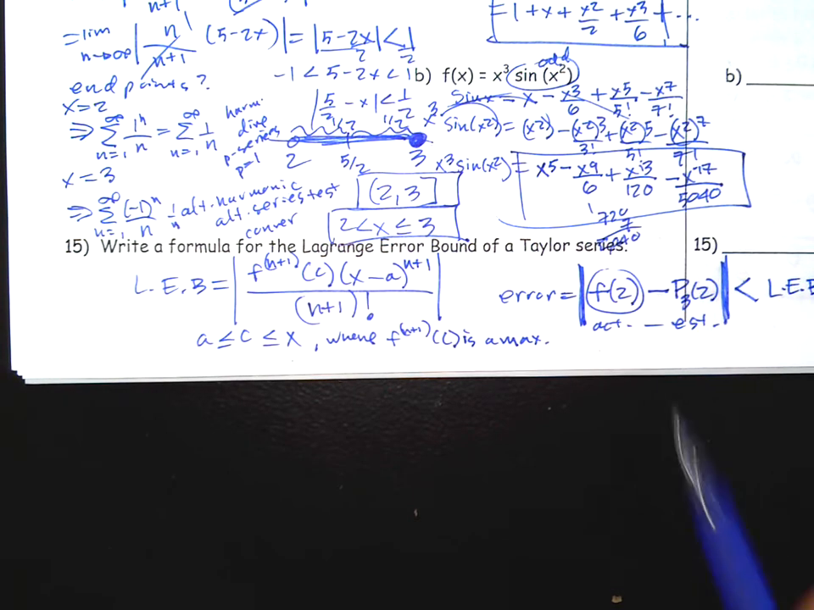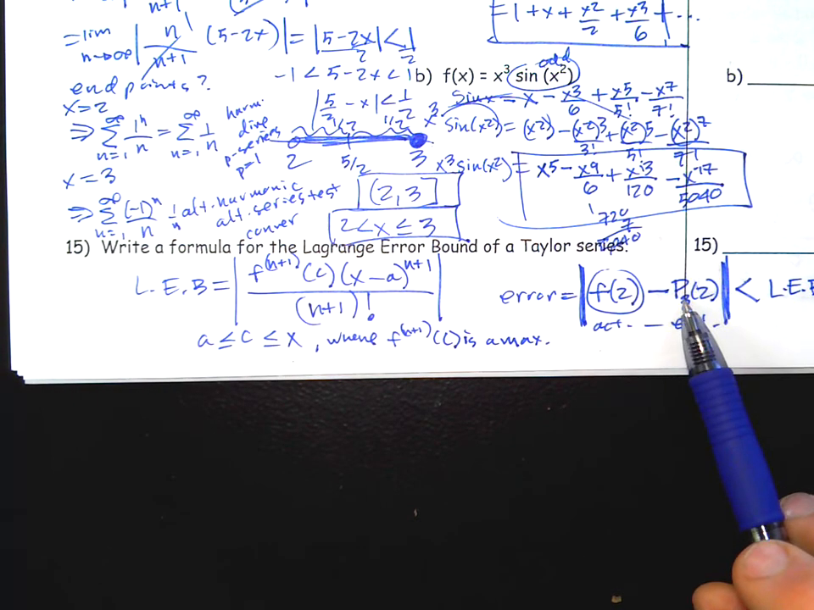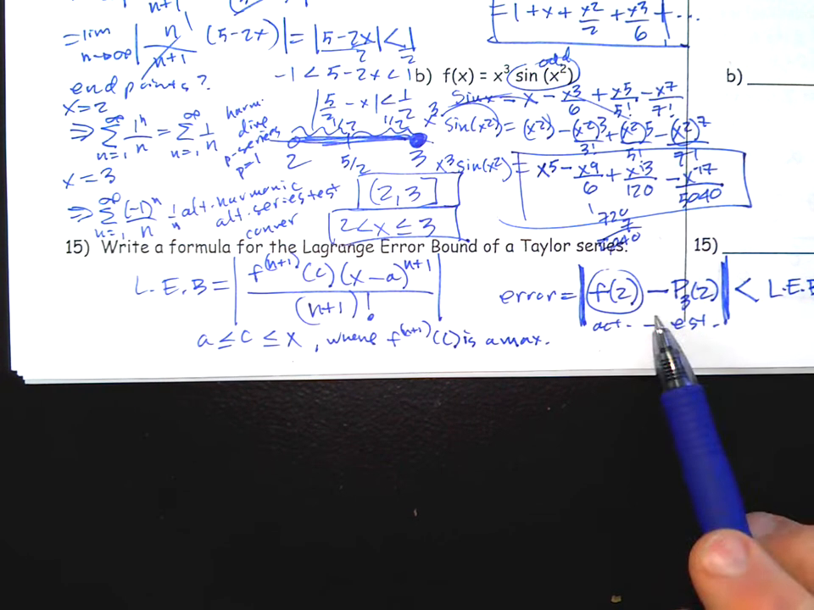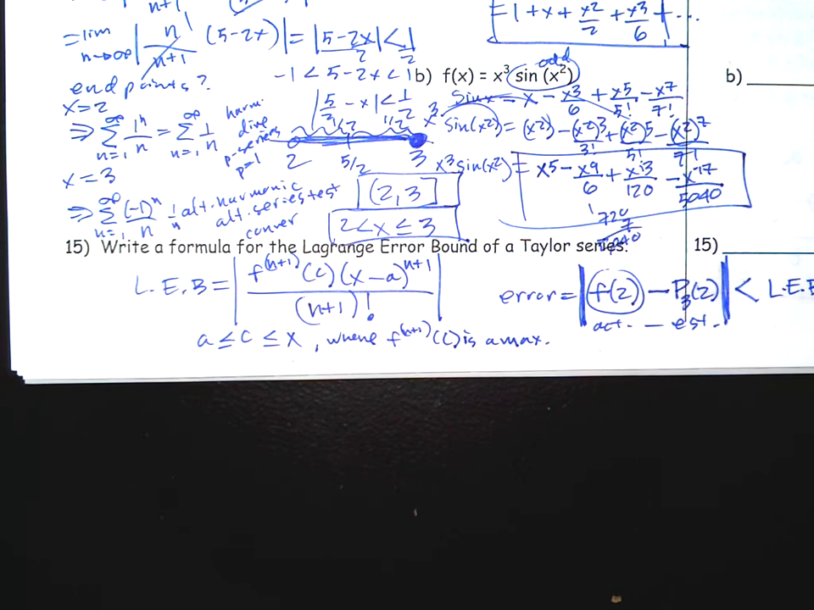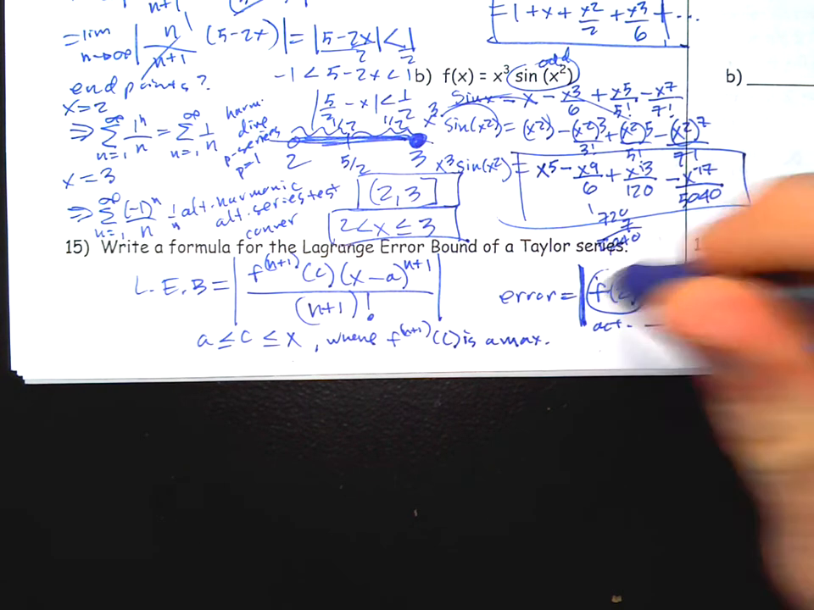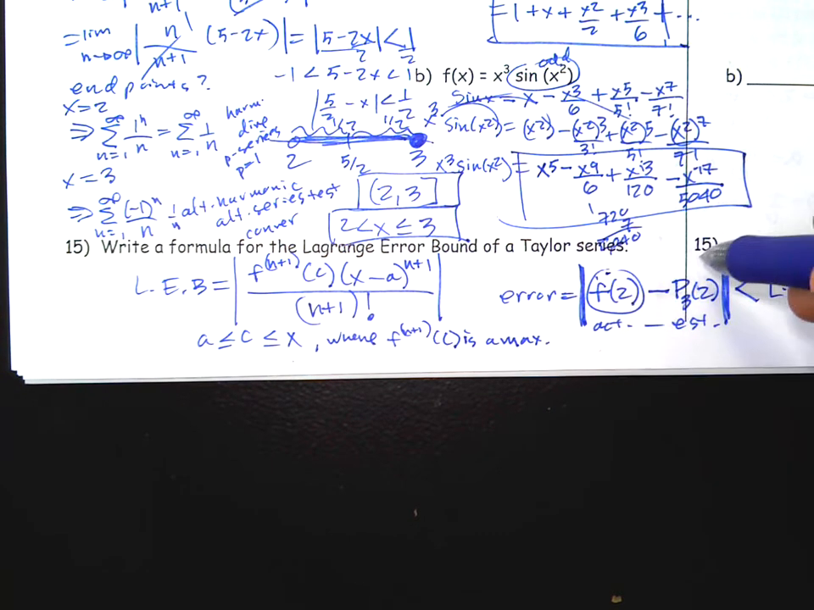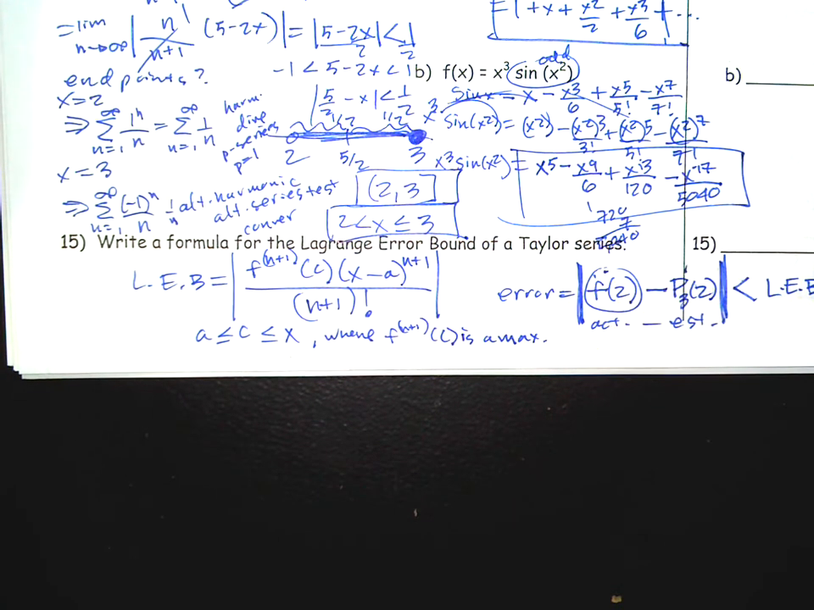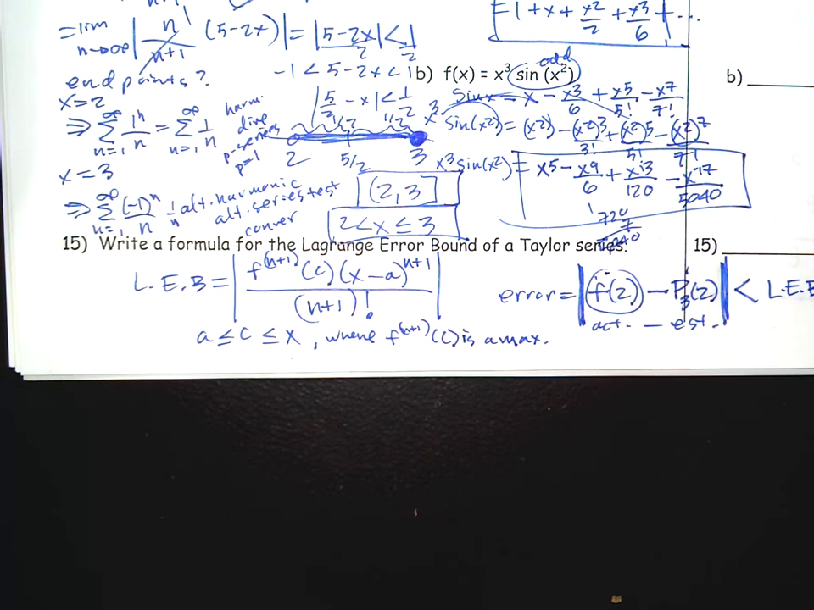But these expressions will pop up. Sometimes they'll describe them with words, but this is how we write error for series: the actual value of the function minus the estimated value of the Taylor polynomial. Because it's an estimate if we don't take all the terms. If we take all the terms, it's perfect. There's no error. That's it. Hopefully you know your formulas. This didn't cover every single thing, but it covered a good variety of the different kinds of things that you should know.